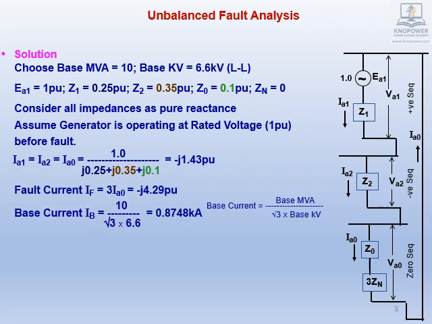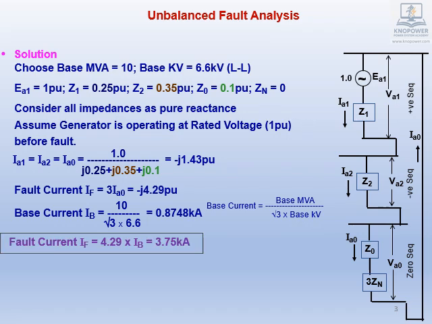To find fault current in actual amps, we need to find base current first. Base current IB equals base MVA 10 divided by root 3 into base kV 6.6 equals 0.8748 kA. Fault current IF equals per unit current into base current equals 3.75 kA. Since this is the first time you found fault current for line to ground fault in this module, try to go through the steps involved once again. Will you?